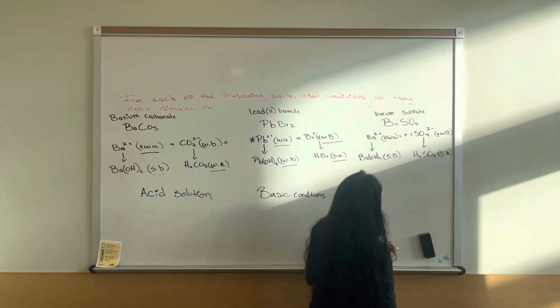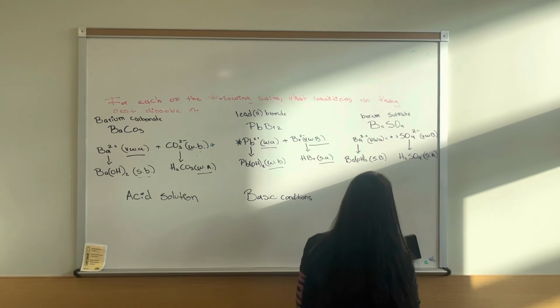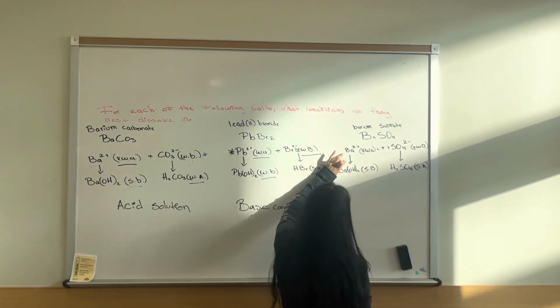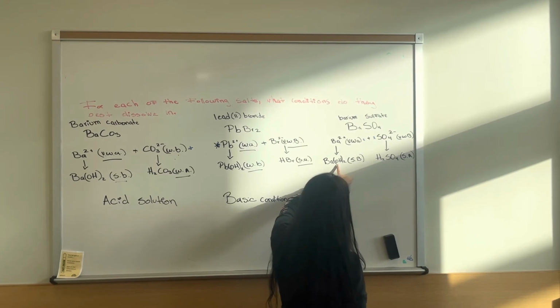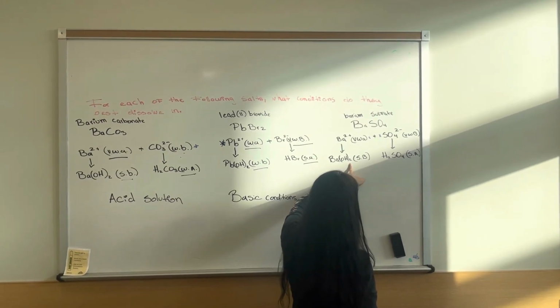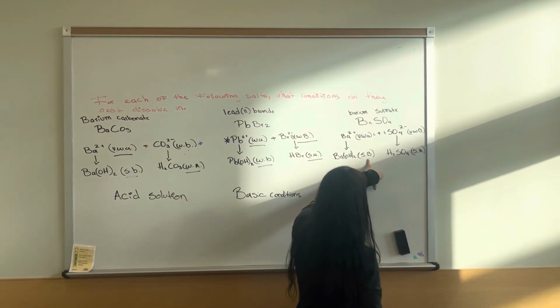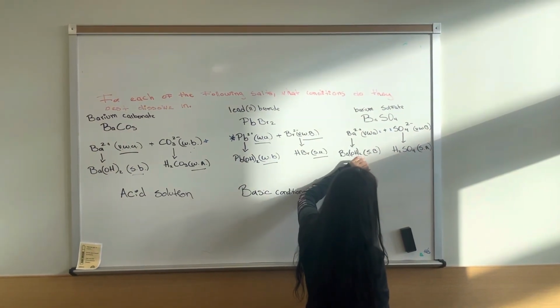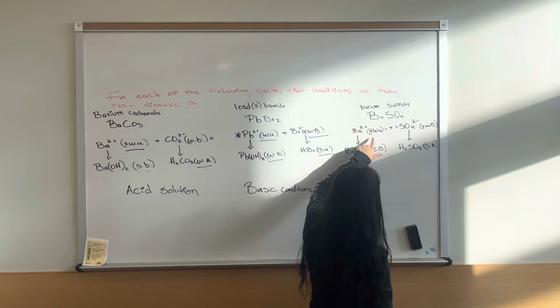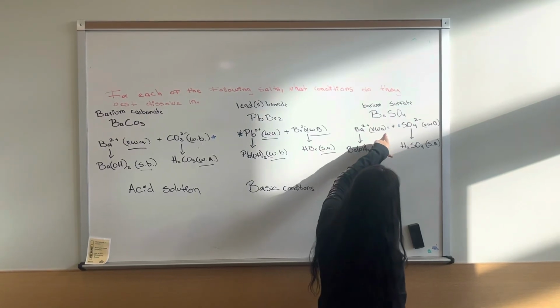Our last salt is barium sulfate, and it dissolves into Ba2+, and its conjugate base is BaOH2, and we know that this is a strong base, and if we know this is a strong base, then Ba2+ is a very weak acid.